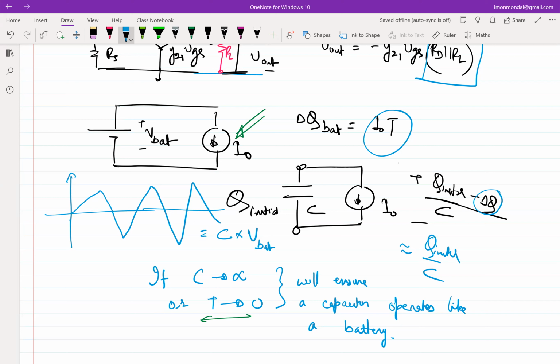Okay, so let me call these nodes T1, T2, T3, and so on. Now, can you comment on whether I should be able to replace a capacitor with a battery, or rather, should I be able to replace a battery with a capacitor? In principle, it's not a DC current source anymore.